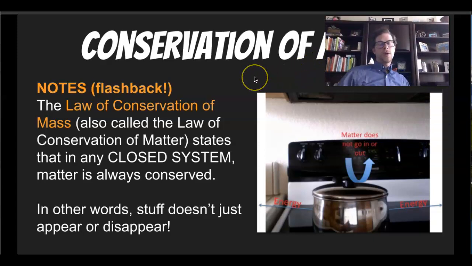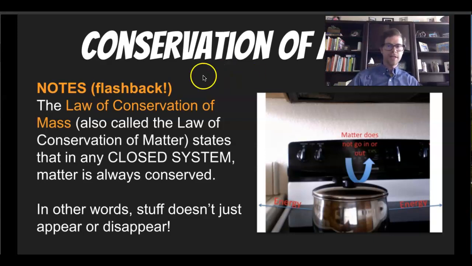So I'm just going to flash back to something we talked about not too long ago in a previous video, which was the law of conservation of mass. The law of conservation of mass simply says that as long as you have a system that's closed, right, it doesn't really have any way for matter to get in or out, stuff doesn't appear or disappear. That matter is always conserved. Stuff doesn't just disappear or appear.